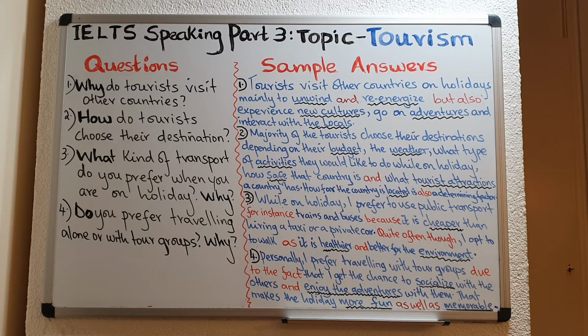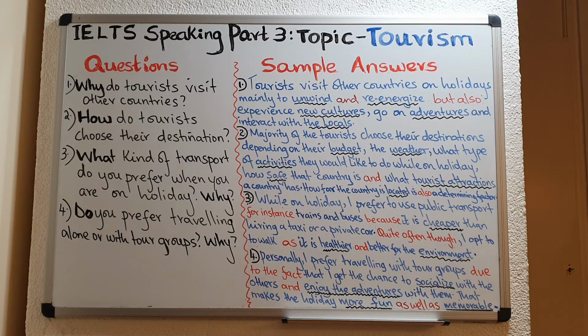Okay, now, question 2. How do tourists choose their destination? The key word in that question is how. In that question, the examiner wants you to explain, how do tourists choose their destination? What sort of things do tourists take into consideration before they choose their holiday destination?